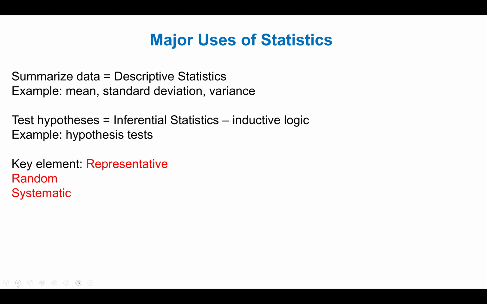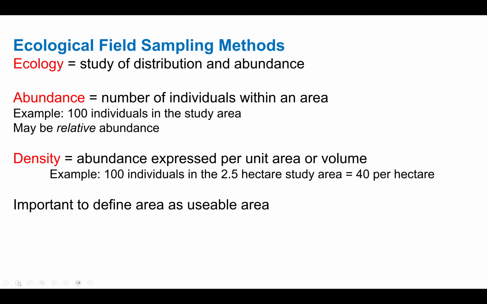And then, our key elements are going to be representative in our statistics. So, we do a summary where you describe things. We've done this, mean, standard deviation, and variance. You test your hypothesis. You use different hypothesis tests that we're going over this week again. And then those elements we talk about, whether it's random or systematic sampling, play into that.